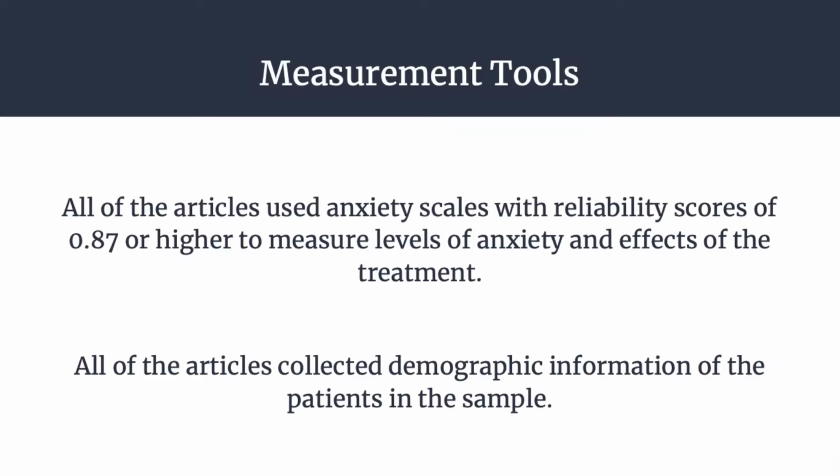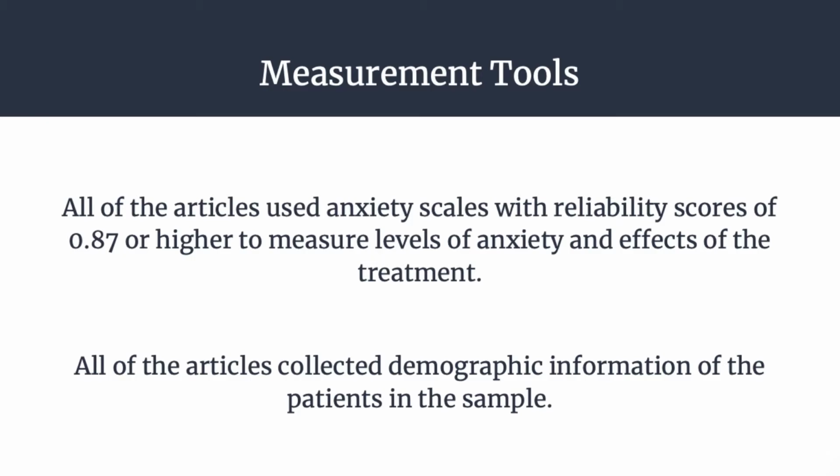All of our research studies began by collecting demographic information on the patients in their samples. All of our articles use anxiety scales with reliability scores of 0.87 or higher to measure the levels of anxiety and effects of the treatment. The study of children diagnosed with leukemia used the multidimensional anxiety scale for children, which measures 4 dimensions, including social anxiety, separation anxiety, harm avoidance, and physical symptoms, with a reliability score of 0.87.